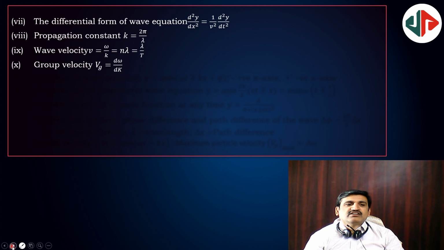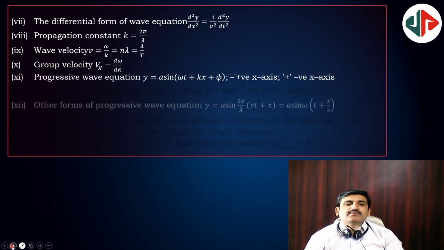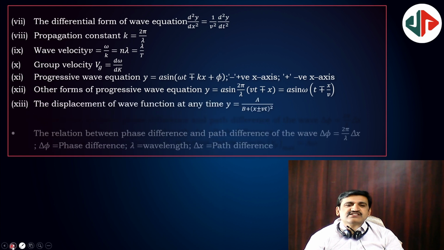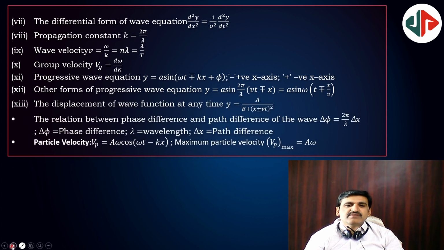And group velocity, v g, is equal to d omega by dk. The progressive wave equation is y equals a sin (omega t plus or minus kx plus or minus phi). This is a progressive wave equation. Other forms we have just discussed, and y equals a by (b plus (x plus or minus vt) whole square) also forms a wave equation. The relation between the phase difference and the path difference: delta phi is equal to 2 pi by lambda into delta x.